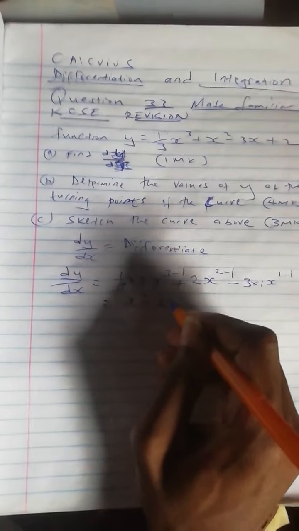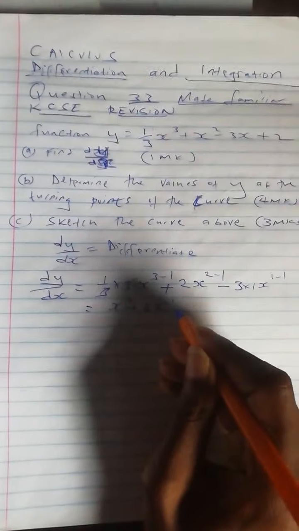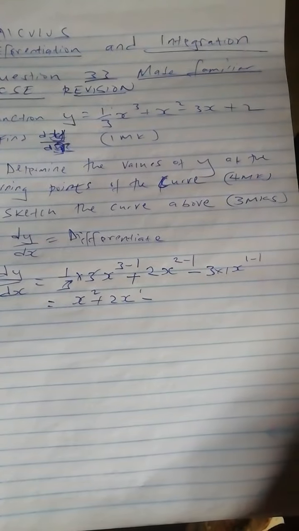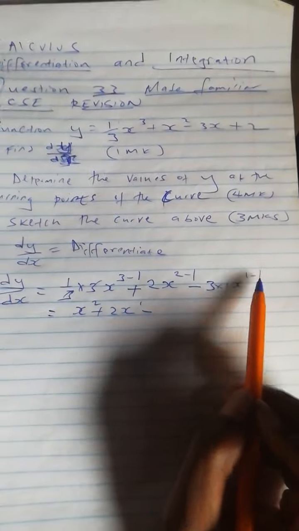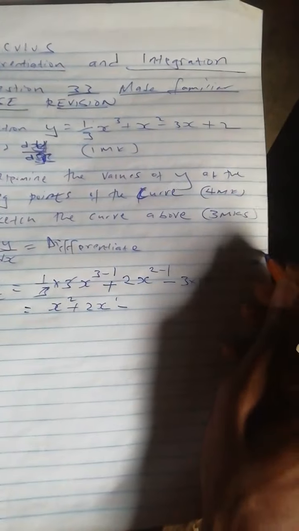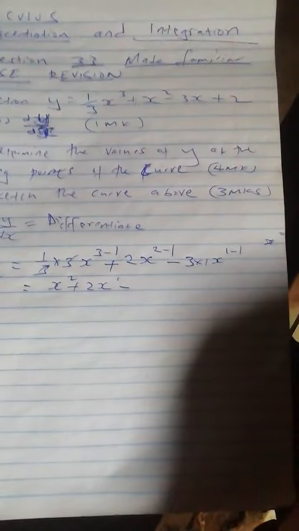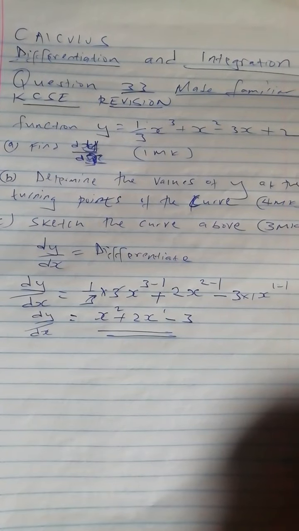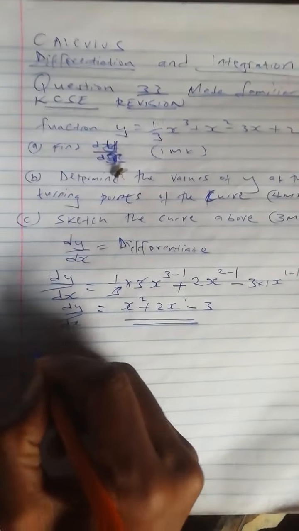So when you simplify this, itakuwa x squared plus 2x power 1 minus 3 times 1, so x power 1 minus 1. 1 minus 1 is 0. So x power 0, laws of indices, any unknown power 0 is equals to 1. Therefore, it's going to be 3 times 1, which is 3. Therefore, dy dx is equals to x squared plus 2x minus 3. That's the answer.